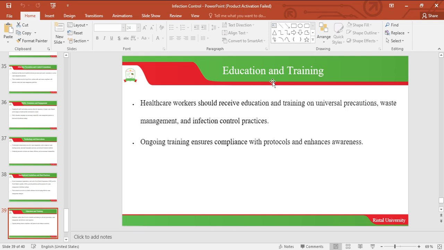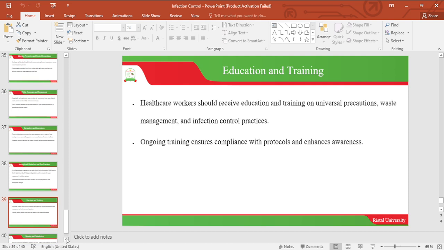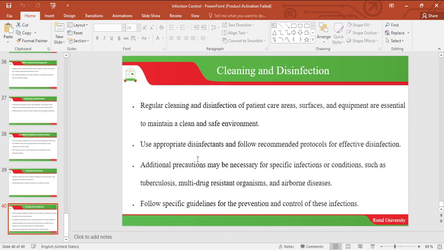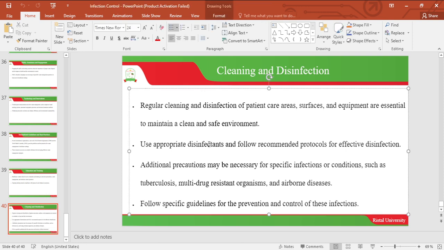Let's continue with the education and the training. Healthcare workers should receive education and training on universal precautions, waste management, and infection control practices. Ongoing training ensures compliance with the protocols and also enhances carefulness such that health workers will not acquire diseases, and also the caretakers of the patients.